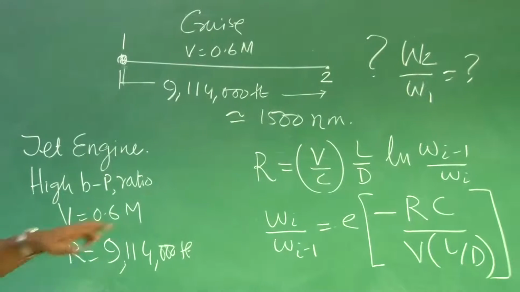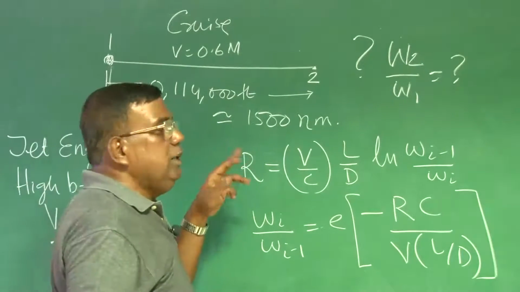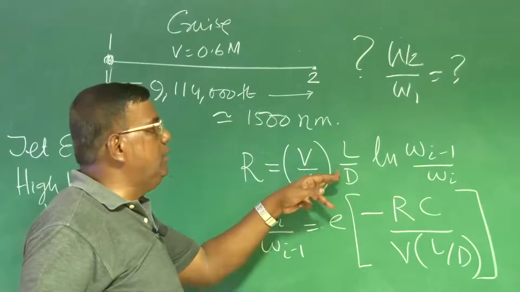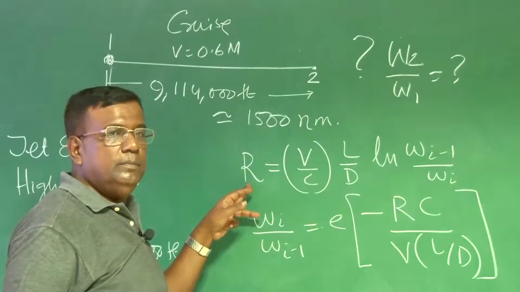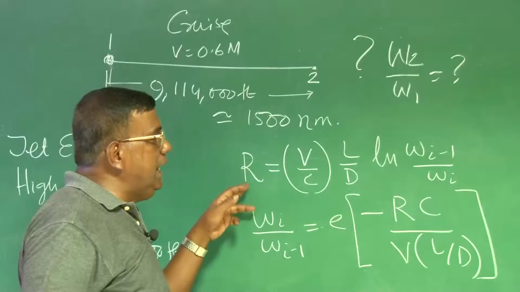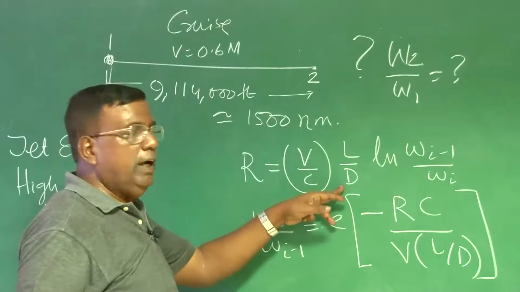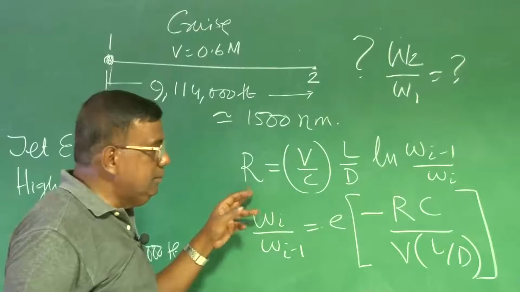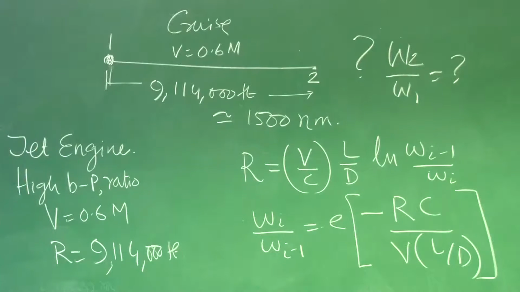Once I want to apply this formula for a range, I need to ask ourselves a question: what is that L by D I should fly so that R is maximum? I'll again revisit that question: what is that L by D I should fly at a given speed V so that the range is maximum? You know the answer already. We will come back when we actually solve this problem. We have talked about this.